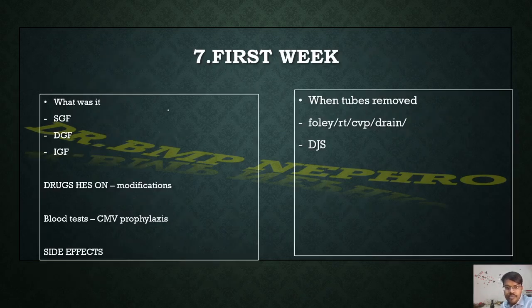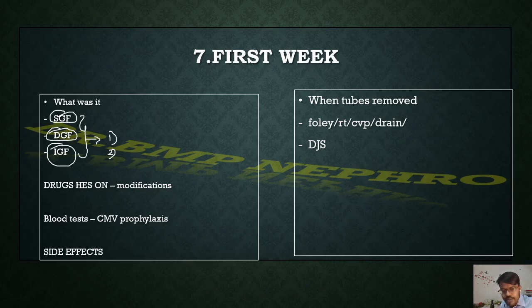Then first week, by the end of the 5th day, you have to tell about the creatinine, and you have to bring the diagnosis. Here one important diagnosis that you have to tell in the summary only is slow graft function, delayed graft function, or immediate graft function. There are varied definitions for this. They will ask what is the definition of this. There are definitions based on creatinine. There are definitions based on urine output.